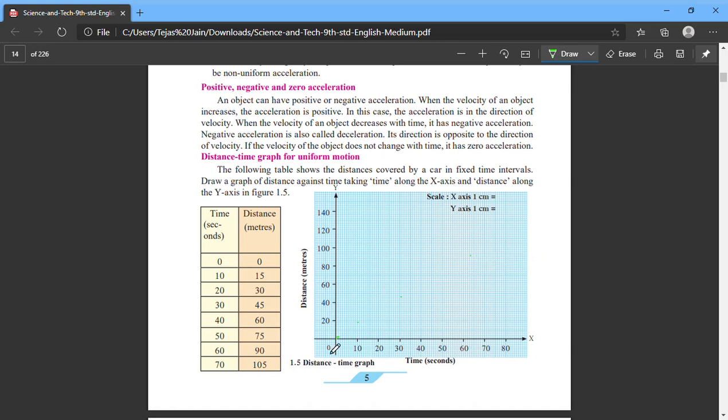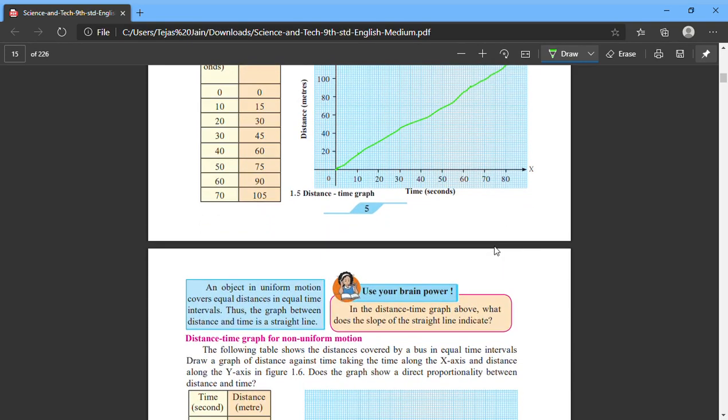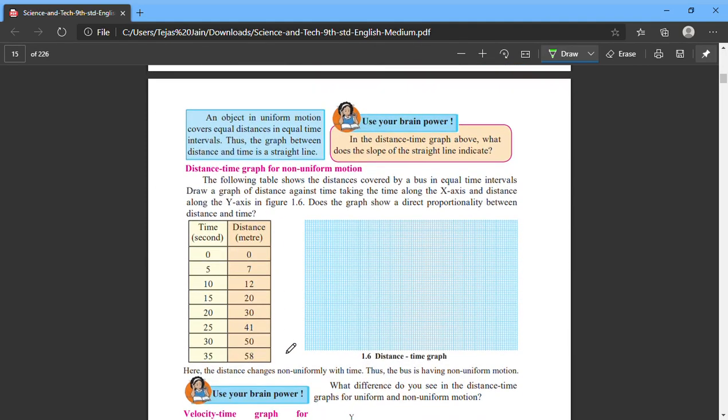And now if we draw a line from all these points, we find that the line is a straight line. An object in uniform motion covers equal distances in equal time intervals, thus the graph between distance and time is a straight line. Right? Now let us consider the distance time graph for non-uniform motion.